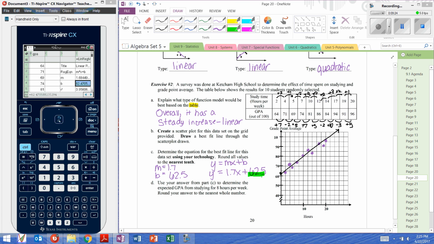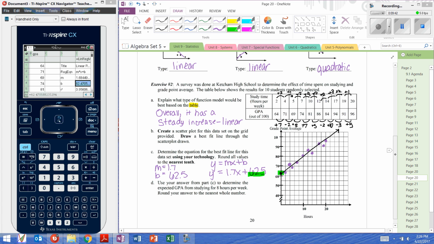Our y-intercept, if we had just kind of drawn in the line of best fit, looks like it's around 62.5, and it looks like we're increasing by about 2 every time we would move over 1 space. So the slope looks good, it's positive, it just makes sense.